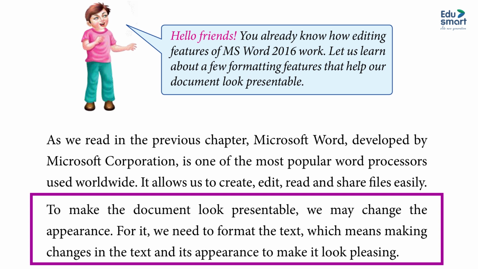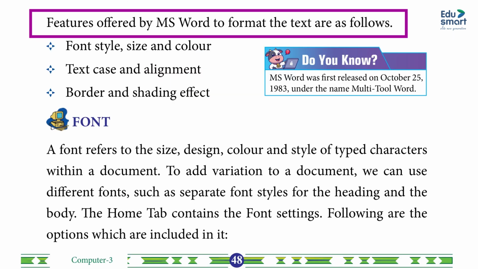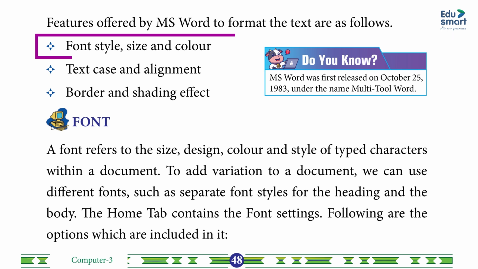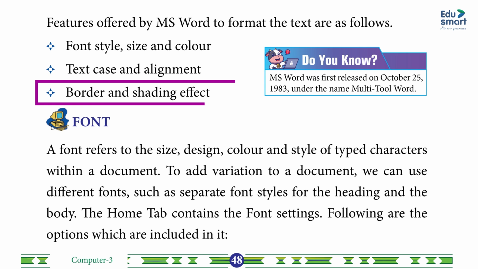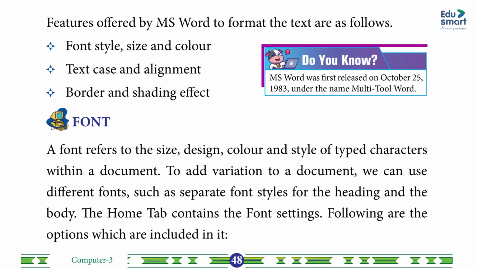For it, we need to format the text, which means making changes in the text and its appearance to make it look pleasing. Features offered by MS Word to format the text are as follows: font style, size and color, text case and alignment, border and shading effect. Do you know? MS Word was first released on October 25, 1983 under the name Multi-Tool Word.